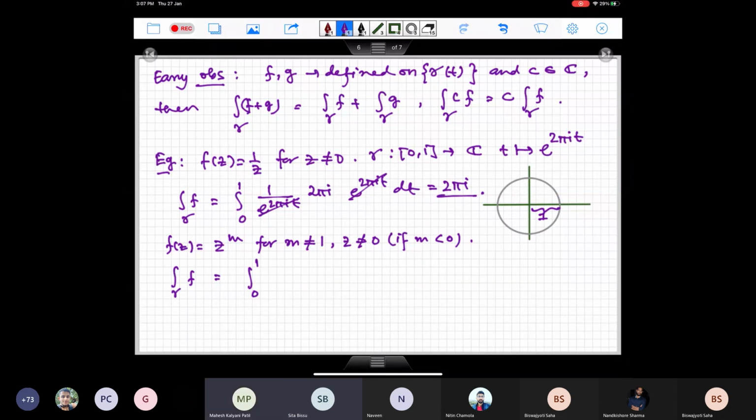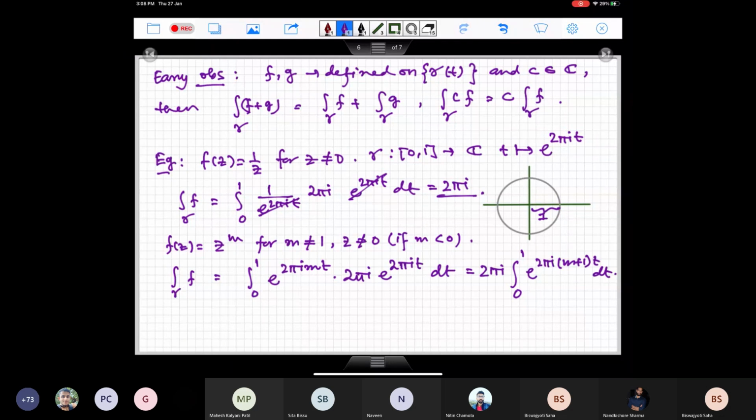E to the power 2 pi i m... Sorry, I could not follow. E to the power 2 pi i m t, times 2 pi i e to the power 2 pi i t again, dt. So therefore this is, let's take out this 2 pi i, doesn't matter, integral 0 to 1 e to the power 2 pi i (m plus 1) t dt. Correct? Do you all agree to this?